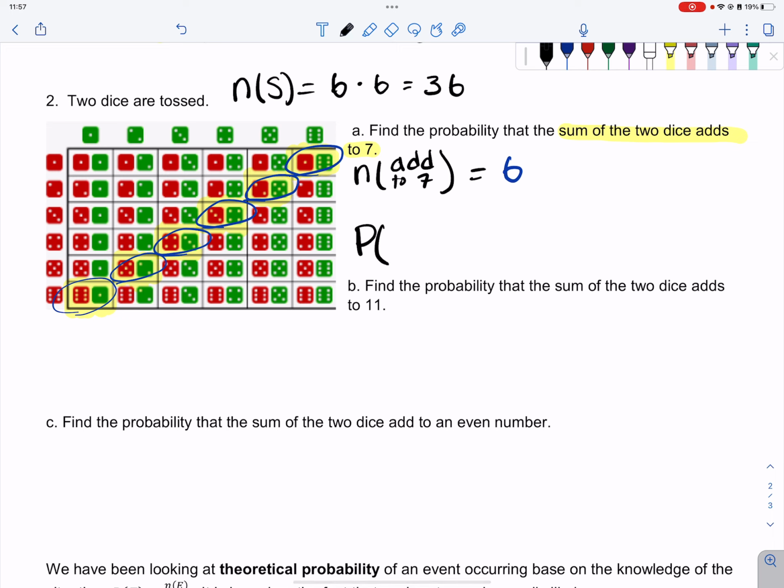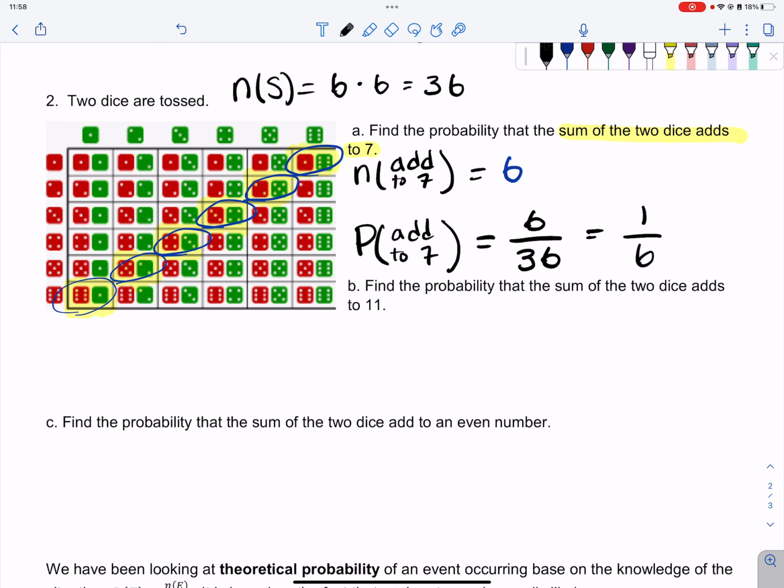So now our probability that the 2 dice will add to 7 is going to be equal to our number of outcomes that add to 7, which we found as being 6, over our number of elements in the sample space, which is 36. And now 6 over 36 can be simplified to 1 over 6. So our probability would be 1 over 6 of the chance of the 2 dice adding to 7.